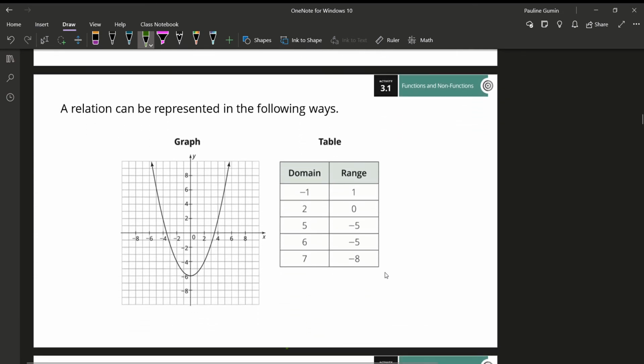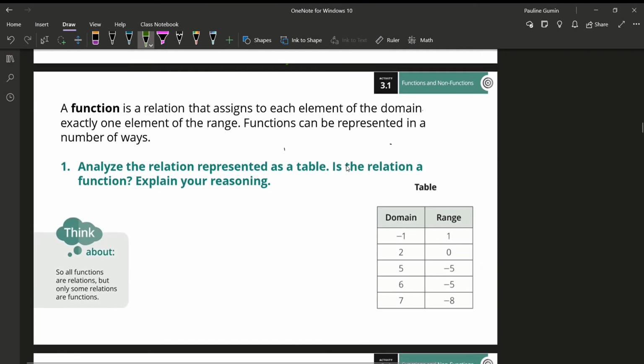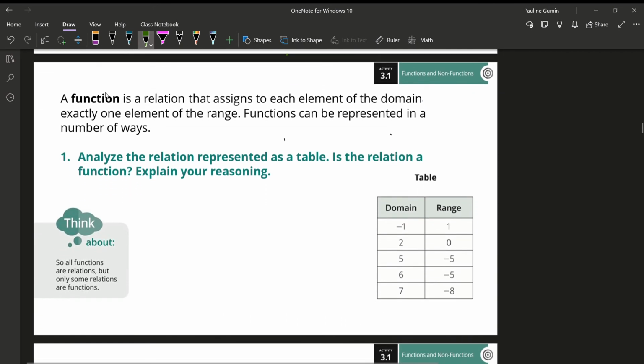We also have graphs and tables. You've seen these most often. On a graph, we have the picture of a relation. And in a table, we have a list of our domain and range, which are x's and y's. Now, to understand what a function is specifically, we need this definition. A function is a relation that assigns each element of the domain, which are our x's, exactly one element of the range, which is my y's.